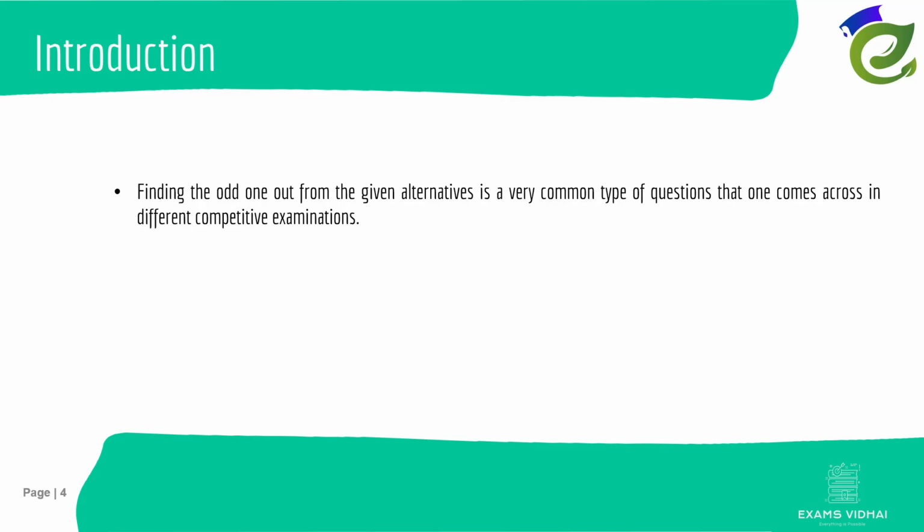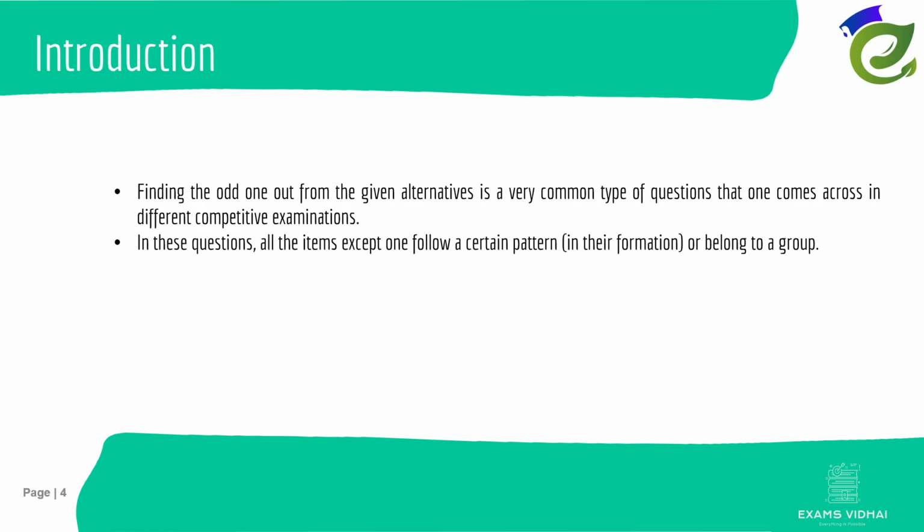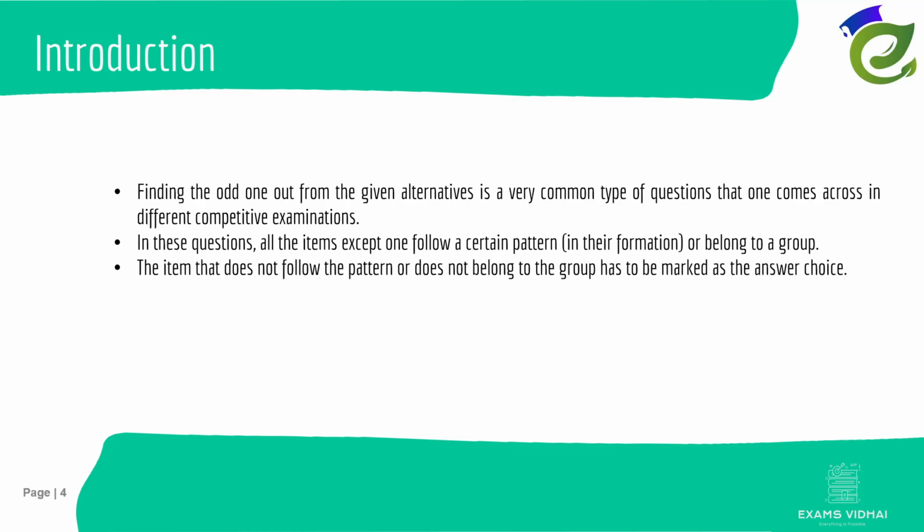Finding the odd one out from the given alternatives is a very common type of question that one comes across in different competitive examinations. In these questions, all the items except one follow a certain pattern or belong to a group. The item that does not follow the pattern or does not belong to the group has to be marked as the answer choice. These types of questions fall under the category of classification.